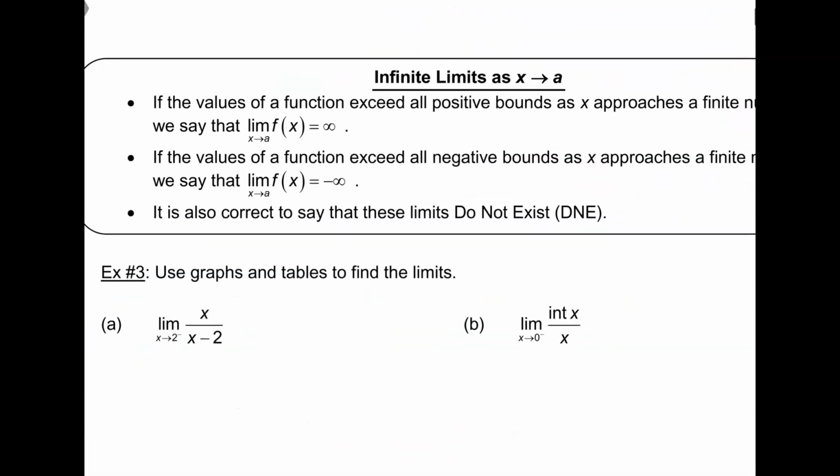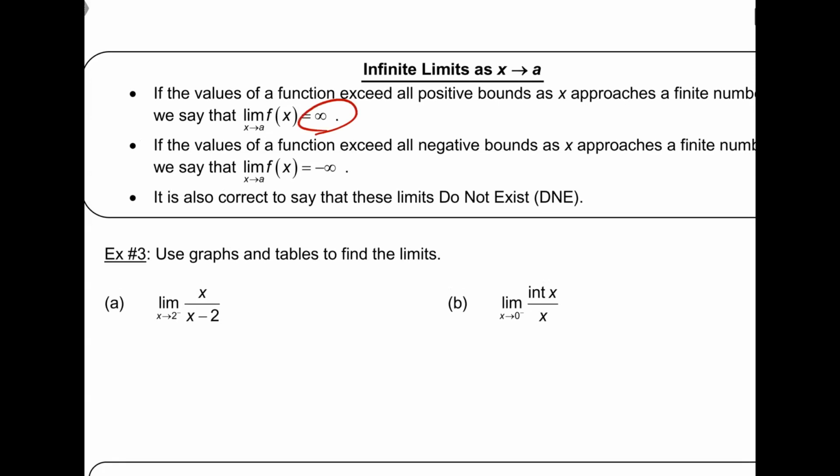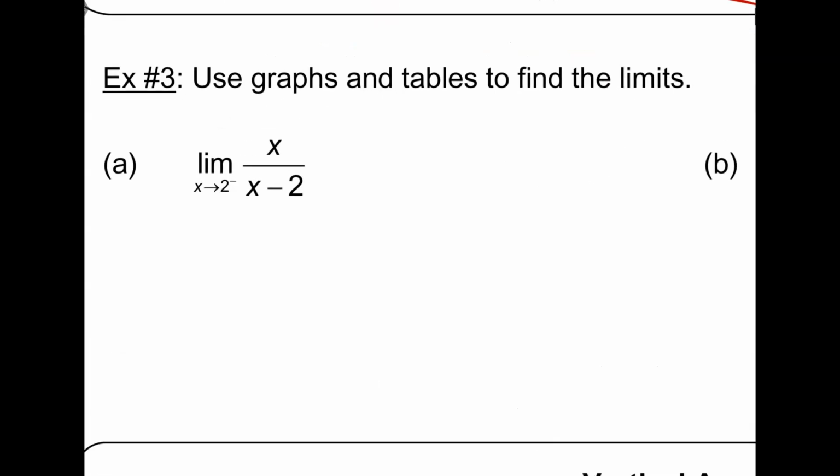Okay. Infinite limits as x approaches a. If the values of the function exceed all positive bounds as x approaches a finite number a, we say that the limit is infinity. Cool. So if it's going up towards infinity. If the values exceed all negative bounds, aka it's going down, down, down without stopping, not even approaching a number, we say it's going to negative infinity. It's also correct to say it does not exist. This is why we could say positive infinity does not exist, negative infinity does not exist. So here's our first example. Let's go to Shani. A, limit as x approaches 2 from the left side.